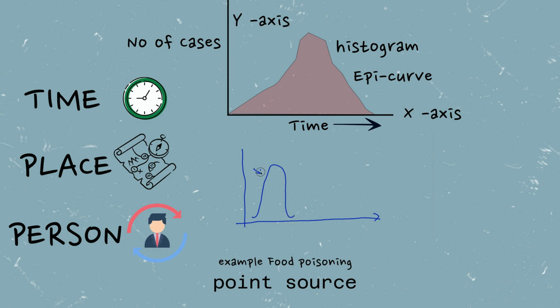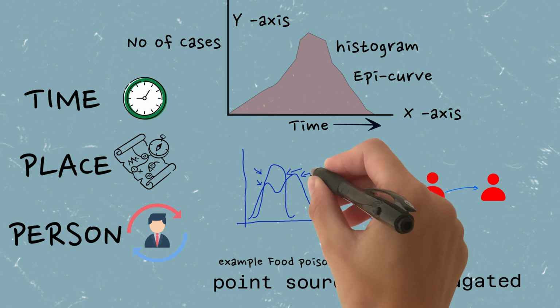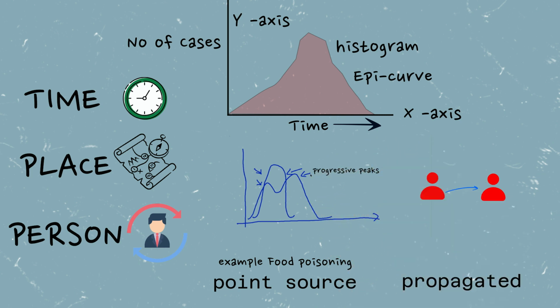The other one is a propagated epidemic. This pattern is common in outbreaks where the infection is passed from one person to another and the first wave of infection is the source for the next wave. The typical pattern of this curve is a series of progressive peaks of illness, for example COVID-19.